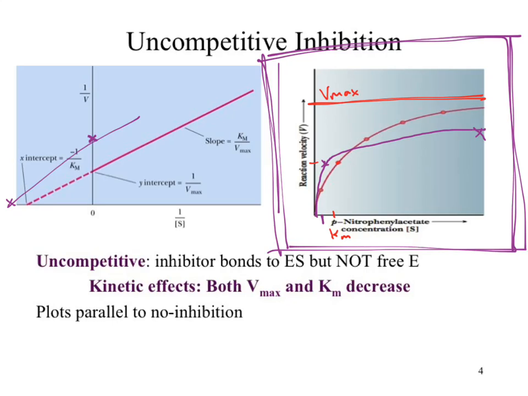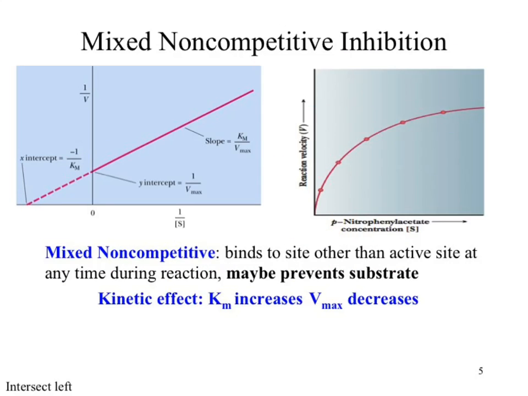So the result for your uncompetitive inhibitor is that you end up seeing parallel lines, parallel to your non-inhibition curve. The last one that your textbook kind of throws in there, but does not give you any kind of plots for, is mixed non-competitive inhibition. This is a fun one, because your inhibitor binds at some place other than the active site, which is why we're in this non-competitive situation.